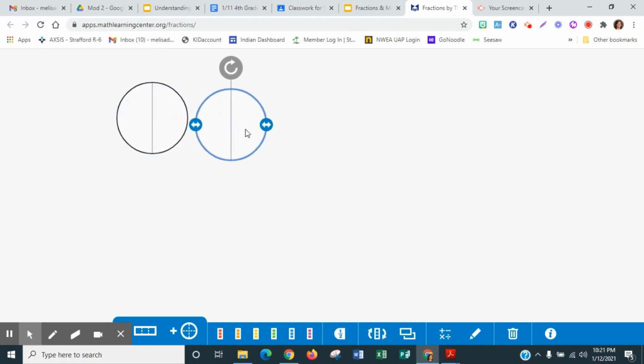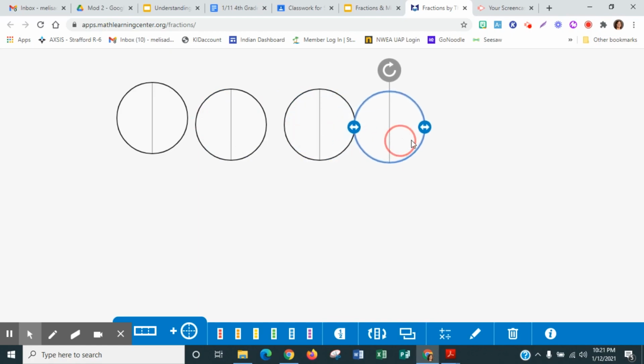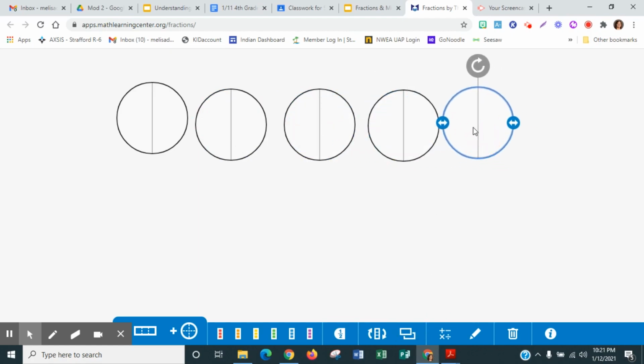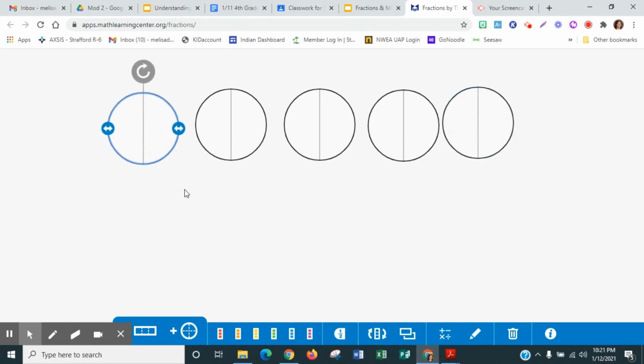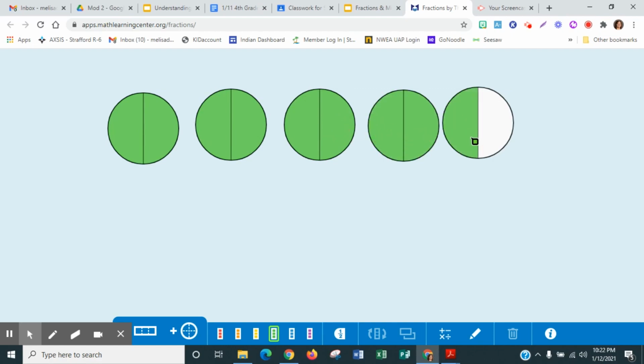1, 2, 3, 4. Need to keep going. 5, 6, 7, 8, 9, 10. Of course, I need 9 of them, so I'm going to fill in 9 of them. 1/2, 2/2, 3/2, 4/2, 5/2, 6/2, 7/2, 8/2, 9/2.